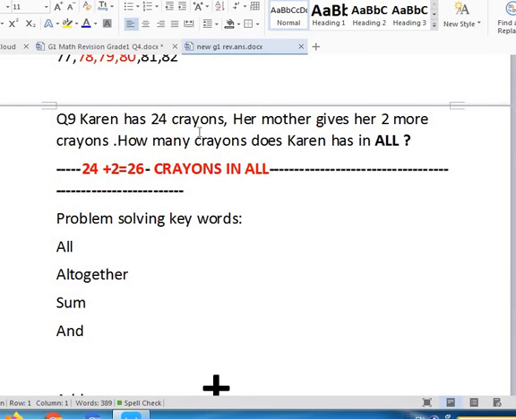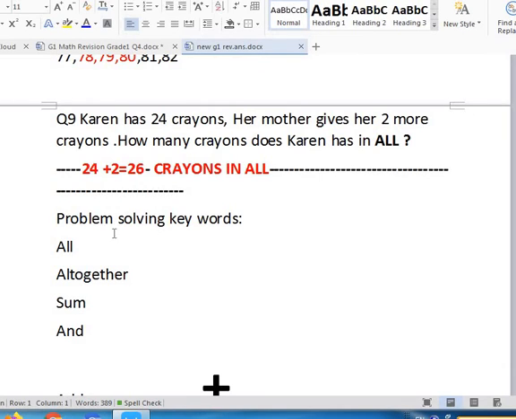Karen has 24 crayons. Her mother gives her 2 more crayons. How many crayons does Karen have in all? You remember, if I have now 24 crayons, and my mother, because I was very good, gave me 2 more. So 24 plus 2 more, so it will be 26.